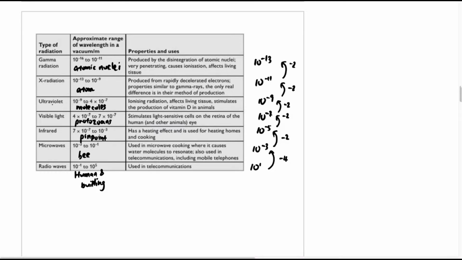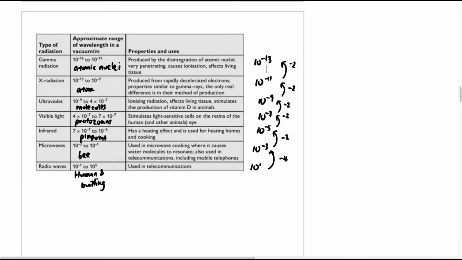Now we have the UV light, ionizing radiation, affects living tissue, stimulates the production of vitamin D in animals. Ionizing radiation means it will make the molecules in the air change to ions. Visible light stimulates light-sensitive cells on the retina of the eyes of humans and other animals. So that's why we can see it as colorful light.